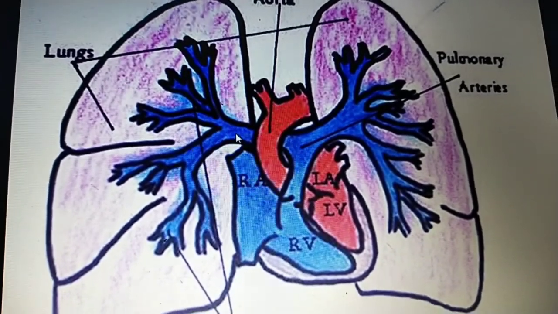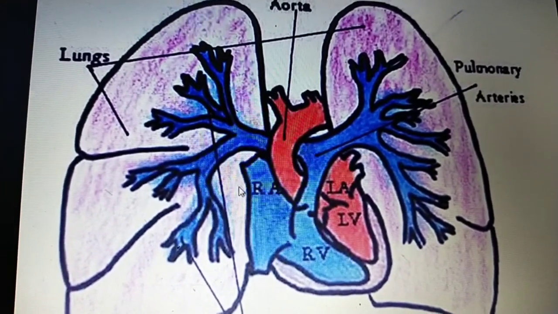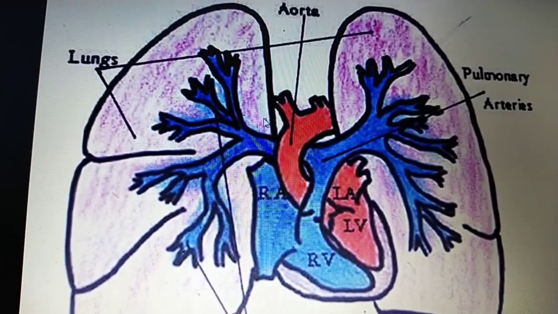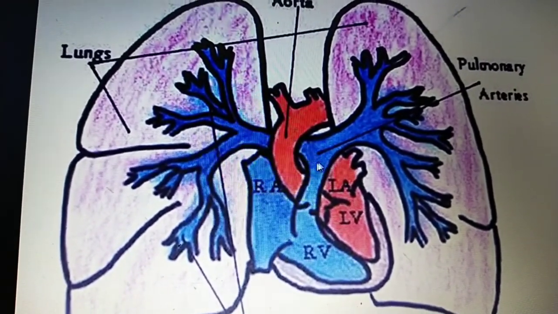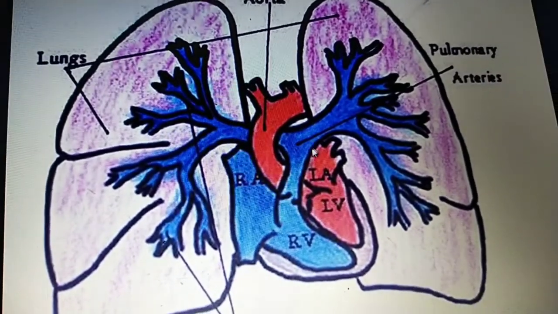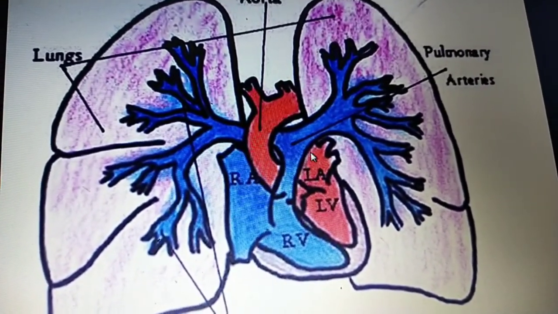Then it passes in front of the right principal bronchus to reach the hilum of the right lung. On the left side, it passes along the upper border of the left atrium.